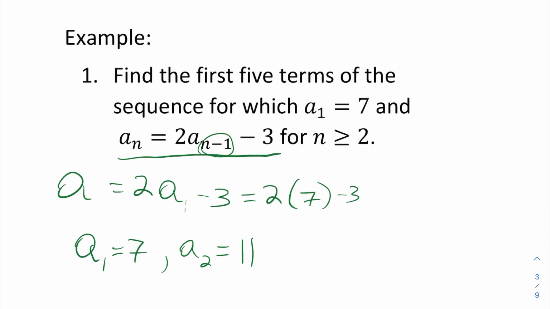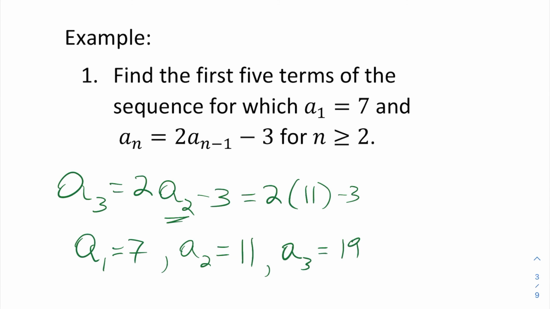And then we want to find a3. So a3 would be equal to 2 times a2 minus 3. But a2 is given as 11. We just found that. So let me see. 22 minus 3. So it turns out that a3 is just equal to 19. All right, now we're looking for a4, the fourth term.